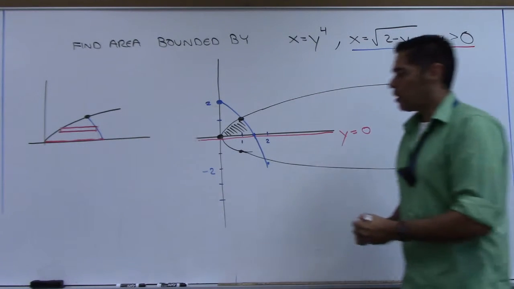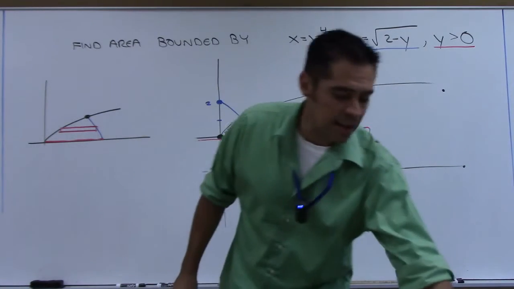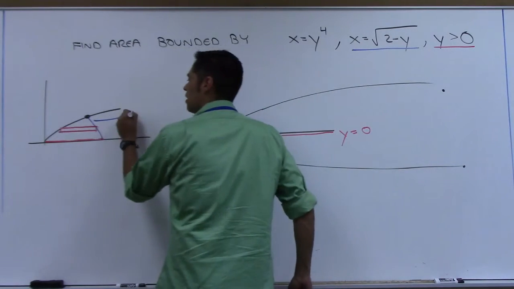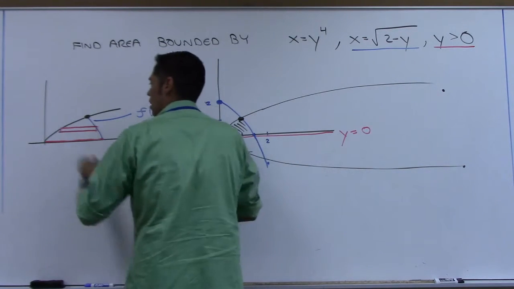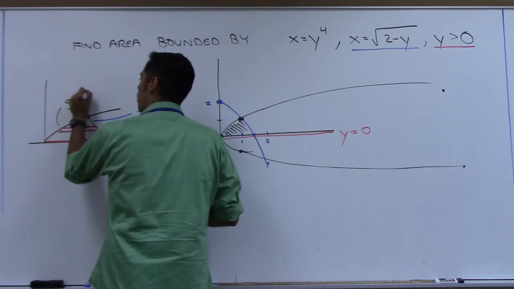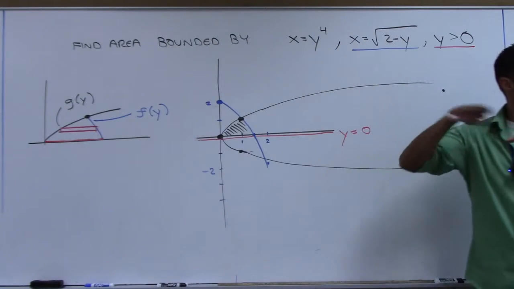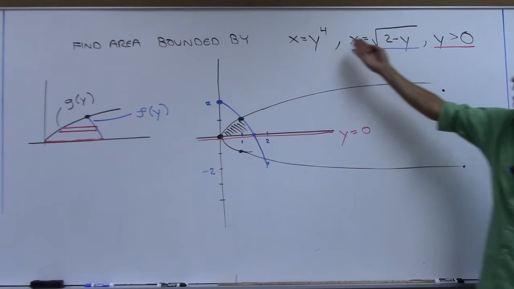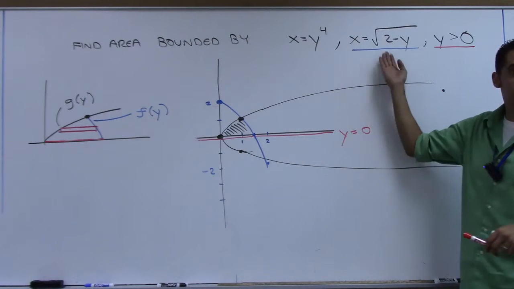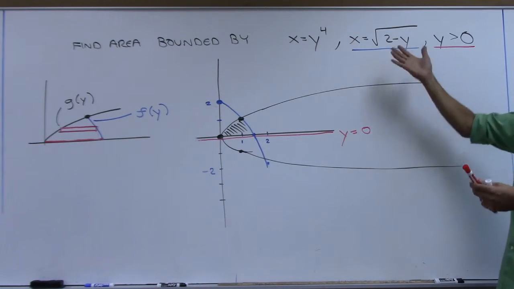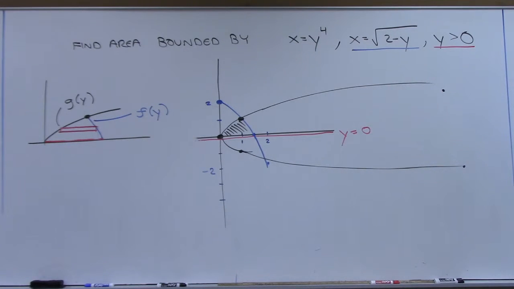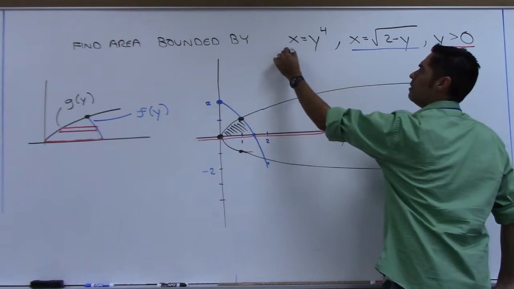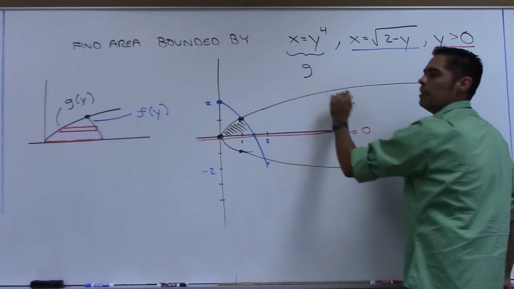Also, if we're going to use this horizontal rectangle, don't we need this blue function to be a function of y? And don't we need the black function to also be a function of y if we're going to go horizontal? And are these functions of y or x? They're functions of y, aren't they? So it's actually nice that they're already written this way for me. So which one was G? Is it this one right here? That was G. And then this one is F.